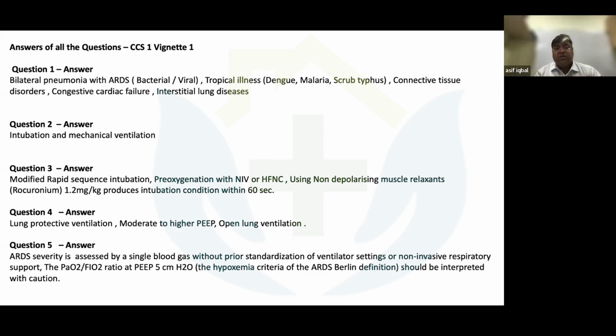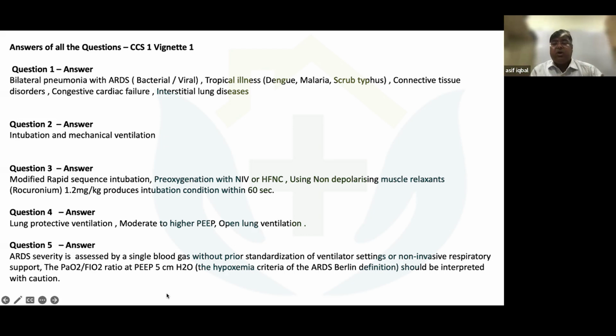Also this patient can have a tropical illness like dengue, malaria, or scrub typhus. A lot of dengue patients, scrub typhus patients, and malaria patients can develop pneumonia. Then there might be a connective tissue disorder, Wegener's granulomatosis, congestive heart failure, interstitial lung disease, AE-ILD, or AECOPD.